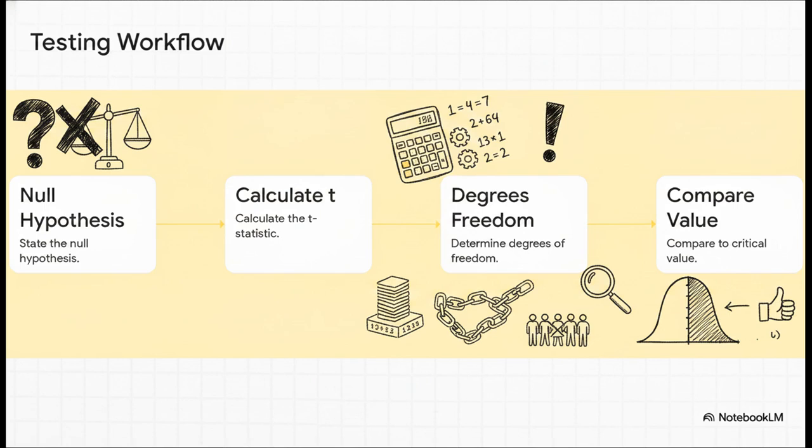Step 1. You always start by stating the null hypothesis. In our memory example, the null hypothesis just assumes the training did absolutely nothing, that the true mean difference is simply 0. Step 2. You crunch the numbers from your sample to calculate your t-statistic. Step 3 is figuring out your degrees of freedom, which is typically just your sample size -1. And finally, step 4, you take your calculated t-statistic and you compare it to a critical value that you find in a standard t-distribution table. If your calculated number exceeds that specific table value, boom, you have successfully rejected the null hypothesis. You found a statistically significant difference.